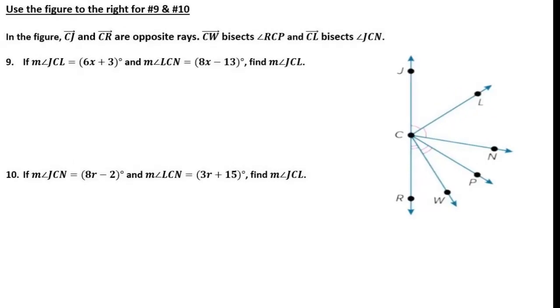Okay, so it says that CJ and CR are opposite rays. That's a nice long way of telling me that they form a straight line. And then it says that CW, this ray right here, bisects angle RCP.